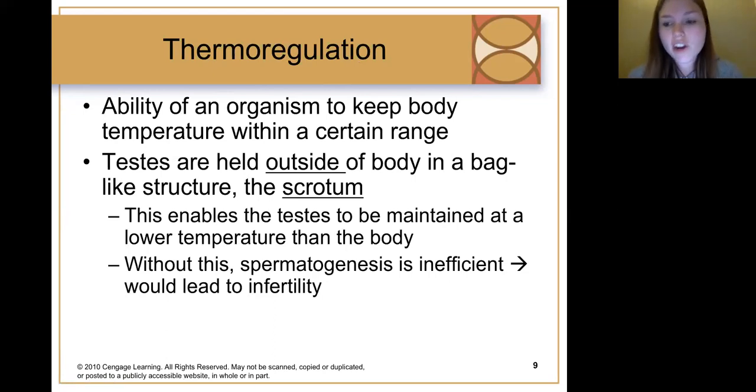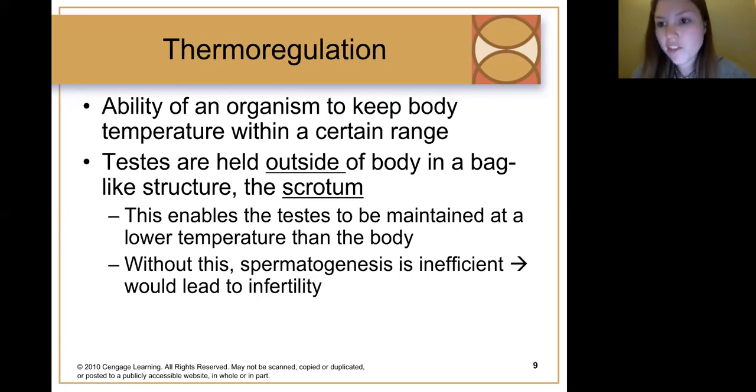The testes are a good example of this because they are held outside of the body in a bag-like structure called the scrotum. This is important because it allows the testes to be maintained at a lower temperature than the body, since they're not kept inside the body. If they were kept inside the body, the temperature would be too high and spermatogenesis would not be very efficient, and that would lead to infertility. That temperature would probably kill most of the sperm. So that's why they're held outside of the body.